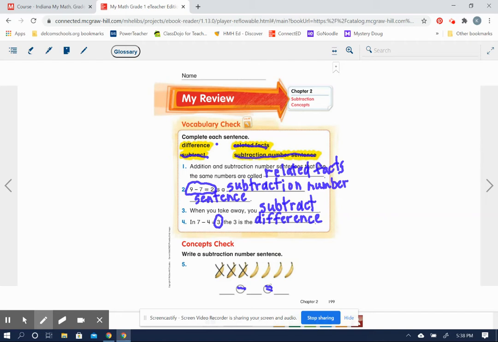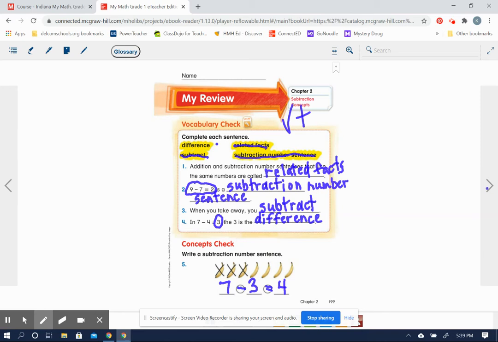So how many bananas are we starting with? Yep, 7. How many did they put X's on? 3. That's how many they're taking away. And how many bananas are left? 1, 2, 3, 4 bananas left. Good. Okay, put a check on that, and you won't have to turn that in.